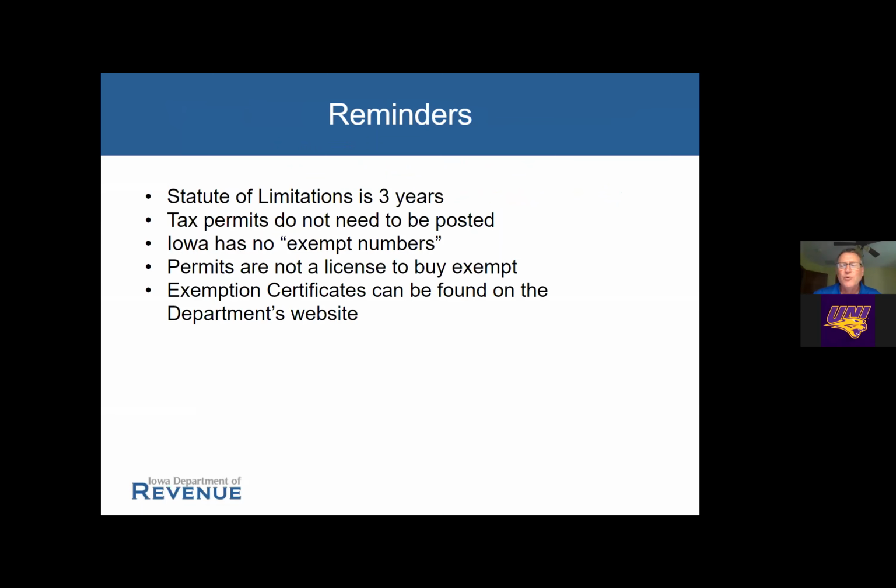A few reminders for you on a couple of things that come up from time to time. The statute of limitations is normally 3 years. And the reason I say normally is because there are some exceptions. When you get into fraudulent situations and such, the statute is expanded longer than that. But in general, you can go back 3 years and submit a claim for refund. And if the department agrees that it's a valid reason for refund, we will grant that refund. We'll go back 3 years.